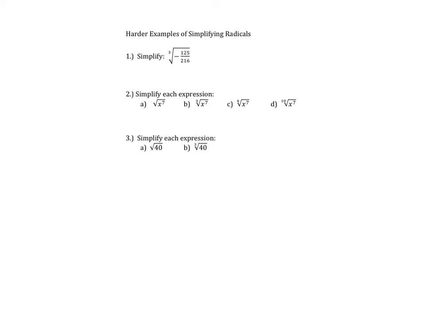In this video, I'm going to show several examples of some harder examples of simplifying radicals. Okay, in this first problem, we have the cube root of a fraction, and notice that that fraction is negative. So I'm going to rewrite this as the cube root of the numerator. Now notice there's only one negative sign, and I like to give that negative sign to my numerator. And then I can take the cube root of 216.